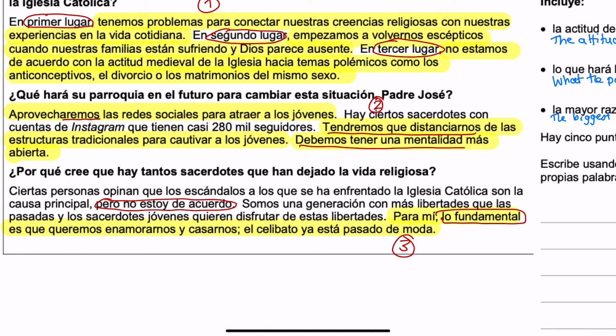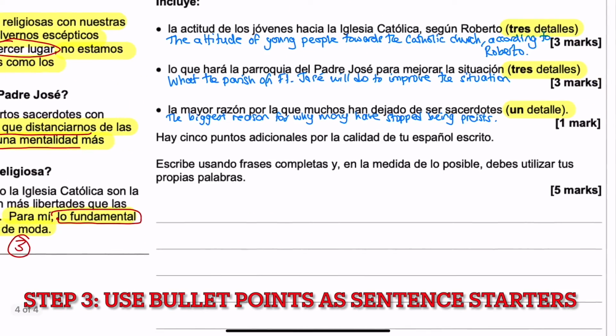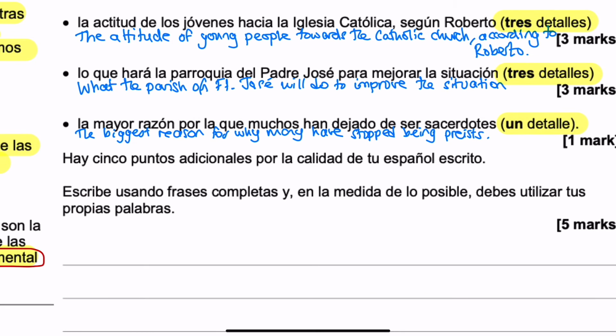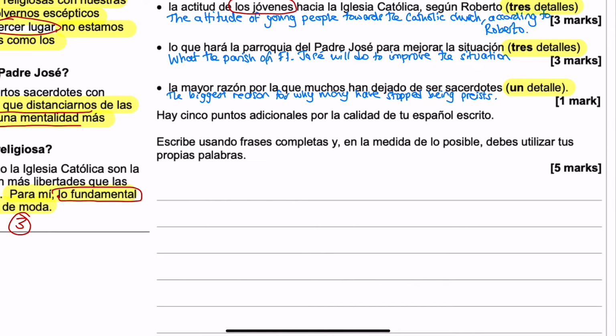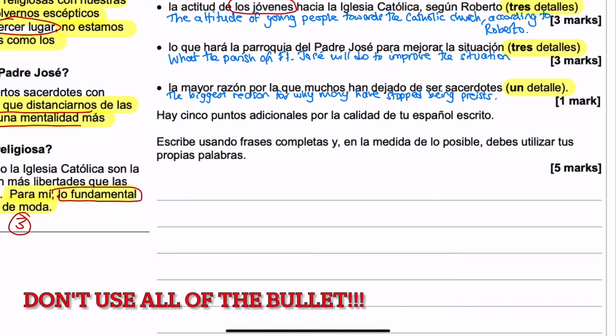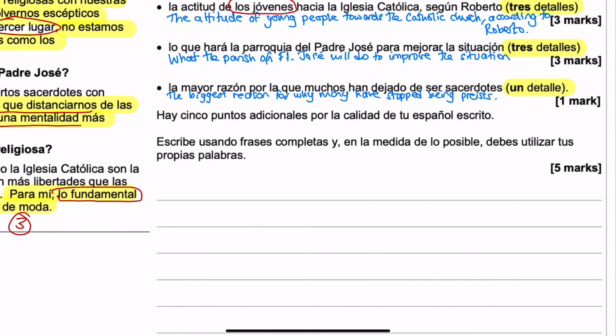So I've now got where my points are in the text that I need to use. The next thing I'm going to do is I'm going to look at my bullet points. I'm going to use them to help me start. So for the first point, I'm just going to start probably with los jóvenes and then continue on from this one.